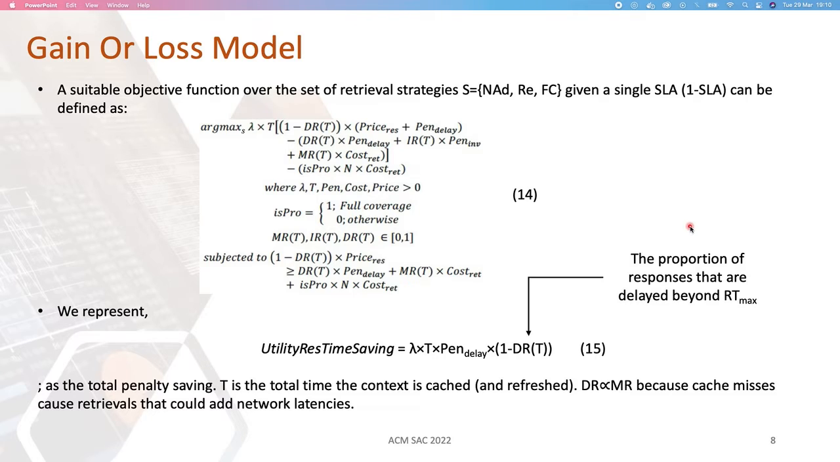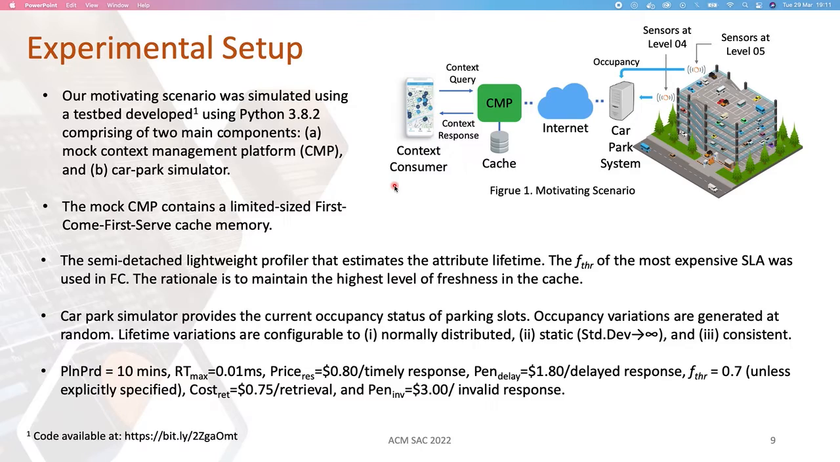We also introduce an abstract cost, the loss of reliability, as a function of invalid rate and penalty for responding with invalid context data. So we developed our test bed for evaluation using Python. It comprised of two components, the context management platform prototype and a car park simulator.